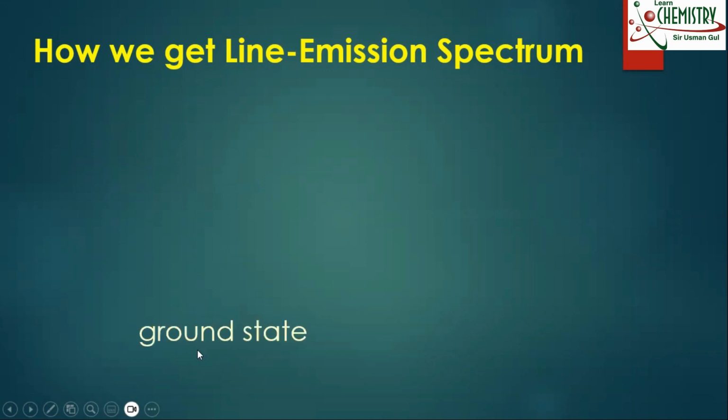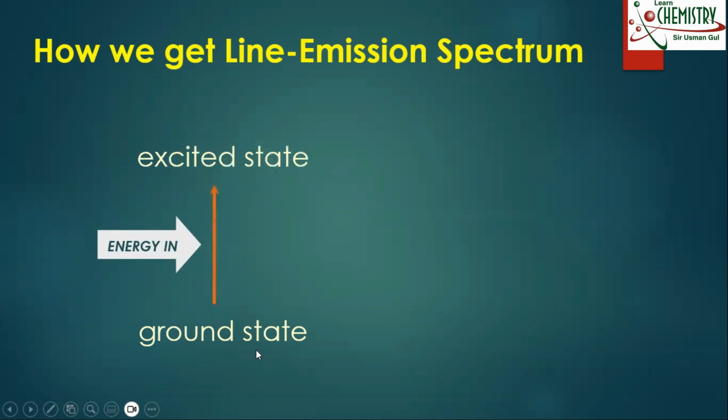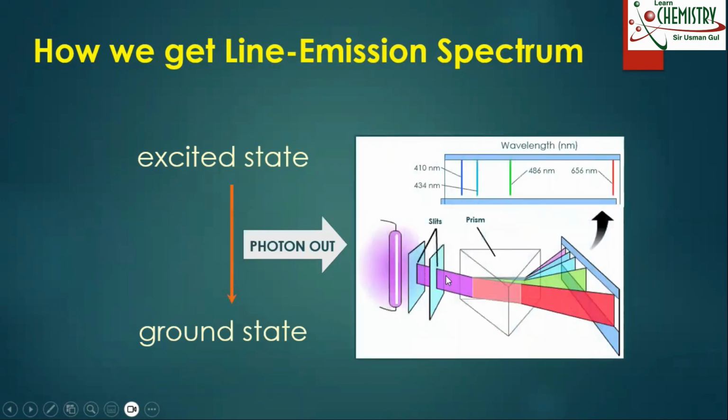Okay, let's suppose we have an atom in a ground state. When we give energy, the ground state becomes an excited state, but it does not remain in the excited state forever. So it comes back to the ground state after releasing photons. Photons mean the light basically. And after releasing the photons or light, we pass it through the prism and we get this kind of spectrum. And this is the flow chart or diagram showing how we get this spectrum.